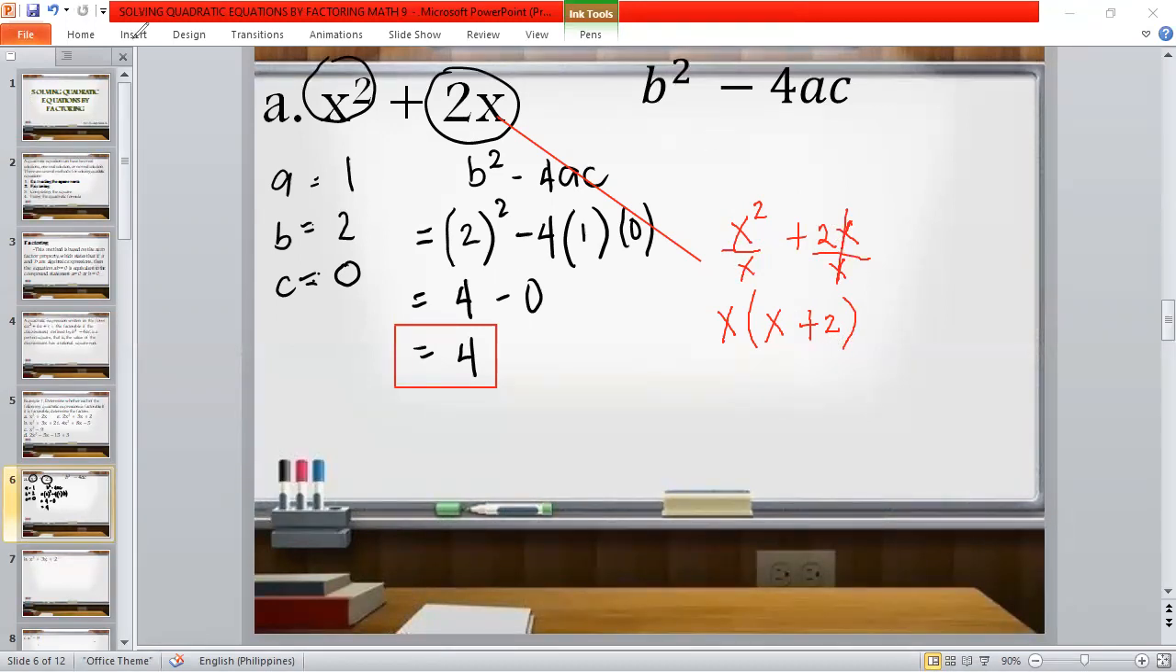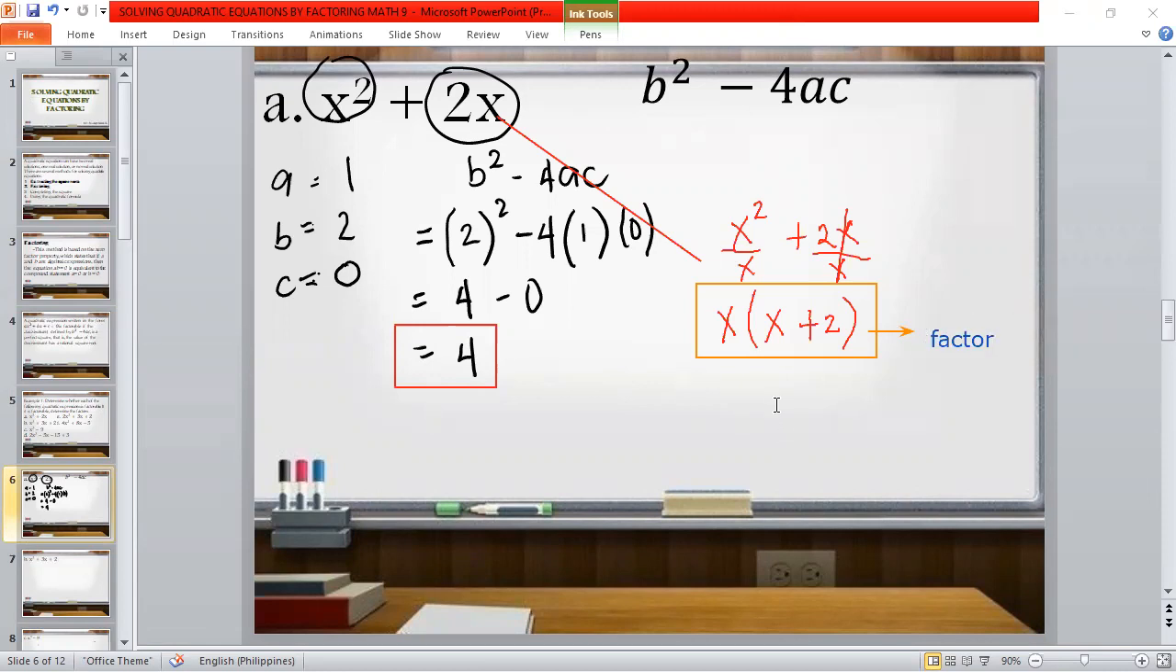So, the factor of expression x squared plus 2x is equal to, okay, very good. So, x times x plus 2. So this is now the factor of, okay, ito na po ang ating factor. Factor of x squared. Ayan, yan na po yung factor ng ating x squared plus 2x.